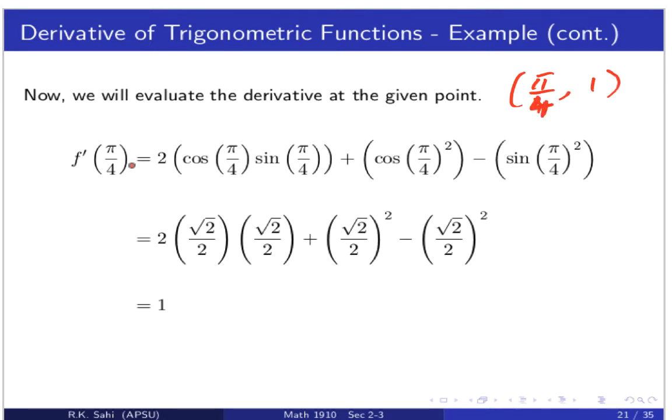Okay, so f prime at pi/4 is what? 2 times cosine pi/4 sine pi/4 plus cosine pi/4 the whole square minus sine pi/4 the whole square. Now remember, cosine pi/4 and sine pi/4, basically the value is square root 2 over 2. And so the last two terms are basically cancelling out when you plug in the values. The first expression says 2 times cosine, that is 2 times square root 2 over 2 times square root 2 over 2. So this 2 and 2 cancel, the square root 2 with the square root 2 cancel, you're left with a 1.